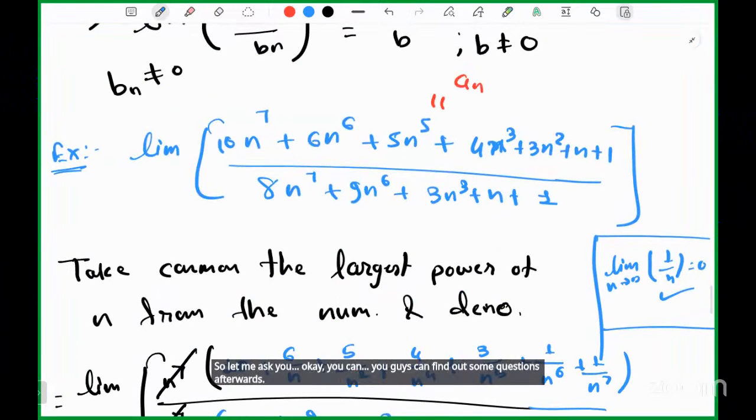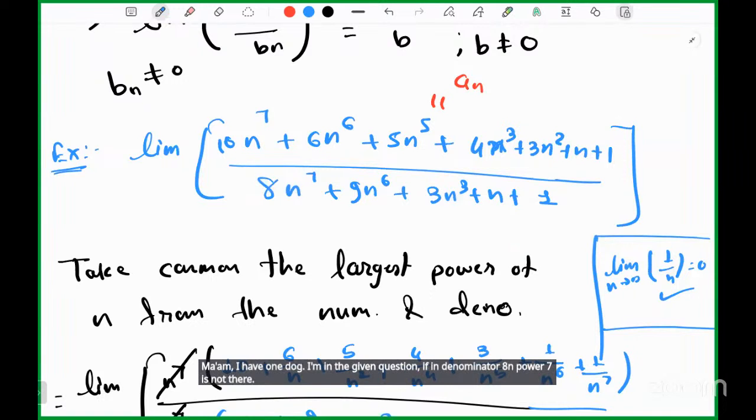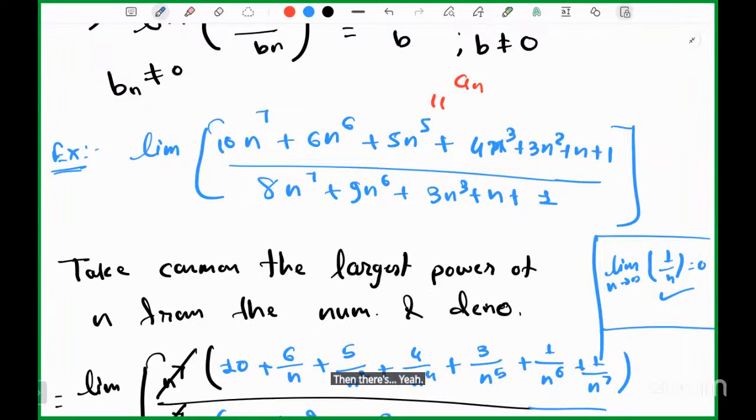Ma'am, I have one doubt. What's your doubt? Ma'am, in the given question, if in the denominator 8 n power 7 is not there, then how would you compute it? Yeah, then the limit will be infinity, right?